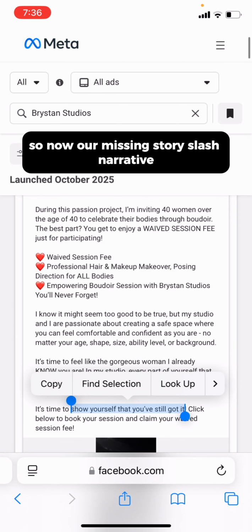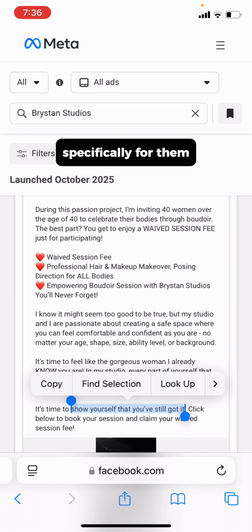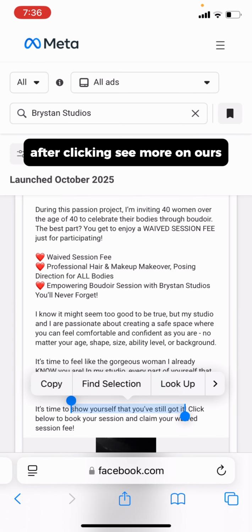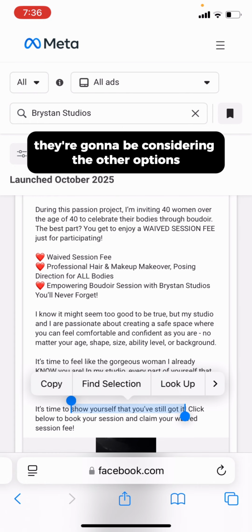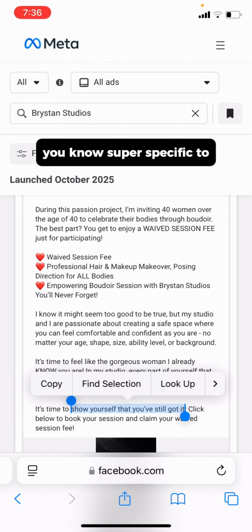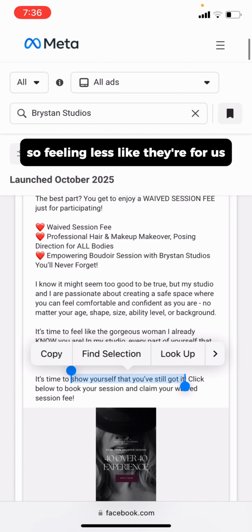Okay, so now we're missing a story/narrative. So fewer women are going to feel like we are specifically for them, which means when they get hit with the 20 ads the same day after clicking see more on ours, they're going to be considering the other options much stronger because we were not super specific to what they're going through in their life. So we're feeling less like they're for us, so you've got less of a reason to keep even fully reading the ad copy.